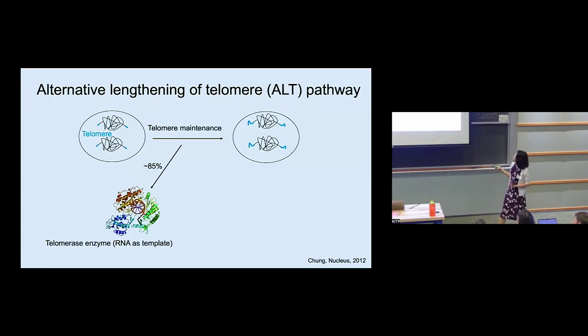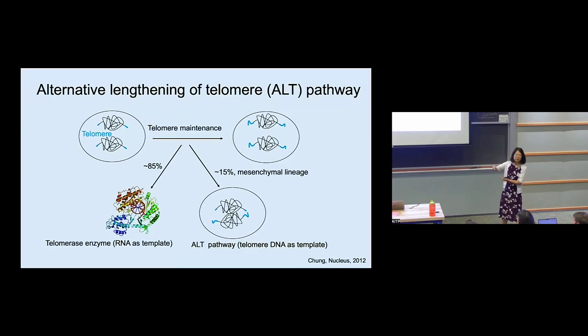But the subset of cancer cells cannot do this. They could not activate telomerase. They use this alternative, which just means lack of telomerase, as the name itself implies. But what's known about this is that it uses a DNA repair mechanism.